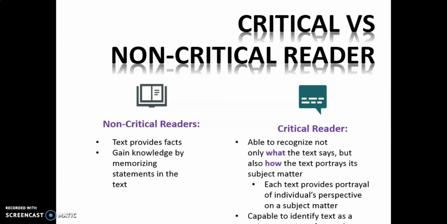For a non-critical reader, whenever they deal with reading materials, they will regard those reading materials as a text that provides facts. They will simply gain knowledge by memorizing statements in the text. However, for a critical reader, they do not simply recognize only what the text says, but also how the text portrays its subject matter, because each text provides portrayal of author's perspective on the subject matter. Not only that, they are also capable to identify text as a unique creation of an author.